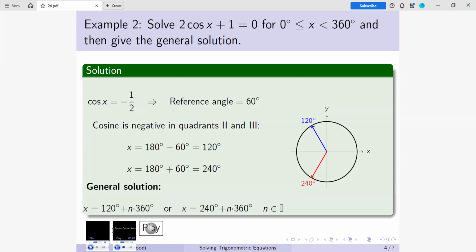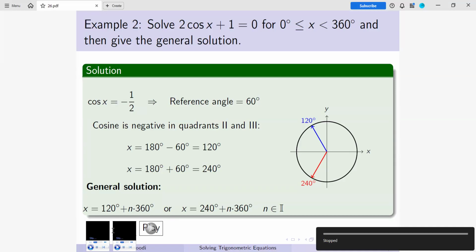Next, we consult Detective Cast. He reminds us that cosine is negative in zones 2 and 3. So we search for residents with a 60-degree family name living in those zones. We find 2 suspects going by the nicknames 120 degrees and 240 degrees.